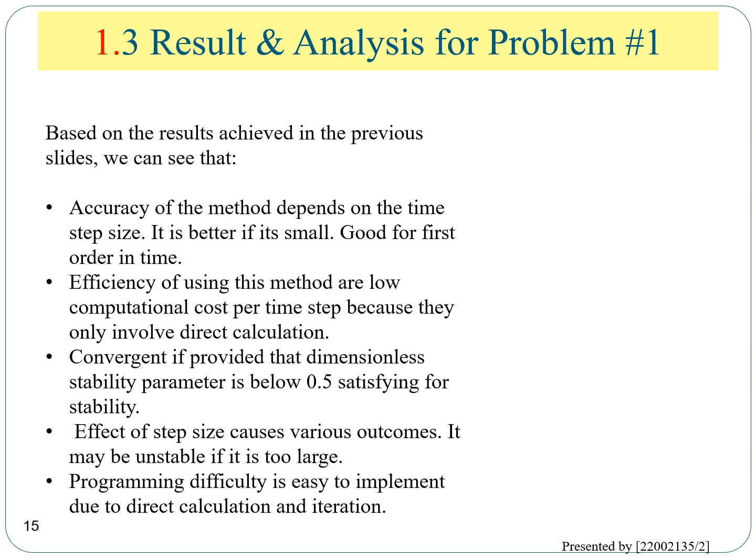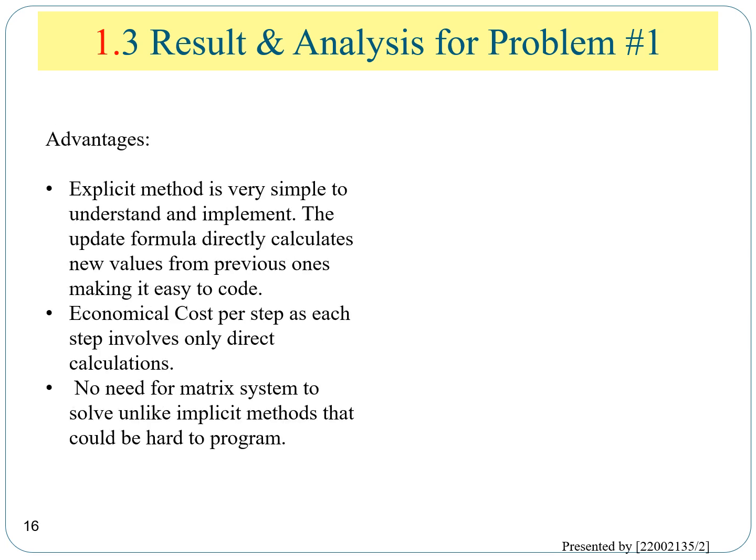The effect of step size causes various outcomes. It may be unstable if it is too large. And the programming difficulty is very easy to implement. The advantage is that the explicit method is very simple to understand and implement. The update formula directly calculates new values from previous ones. The cost per step is economical as each step involves only direct calculations. There is no need for a matrix system to solve, unlike implicit methods that could be hard to program.